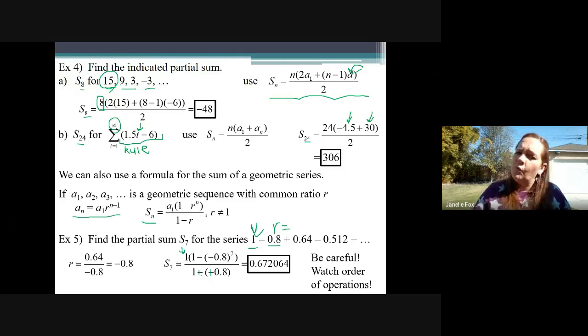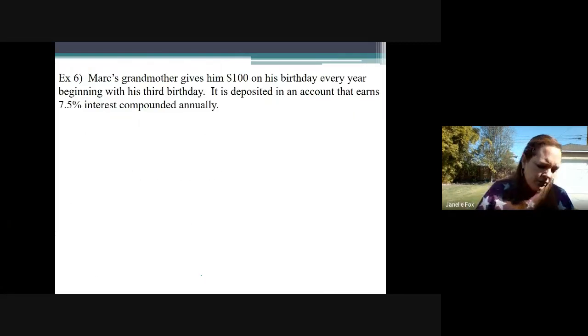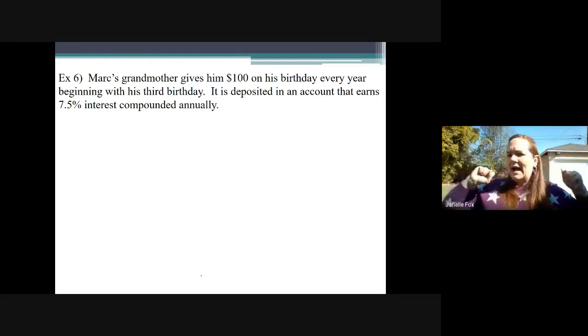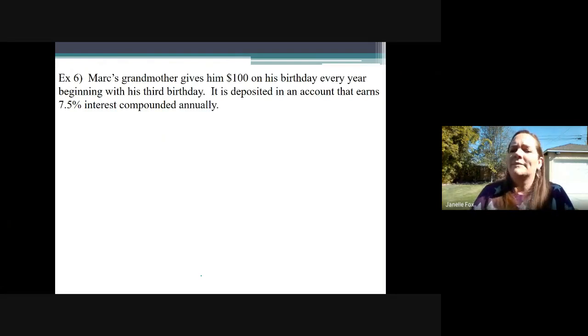I'm pretty sure we just have one more example, and it's a word problem. Don't think about that. Think about it more like this: we got this. Just because it's a word problem doesn't mean anything.